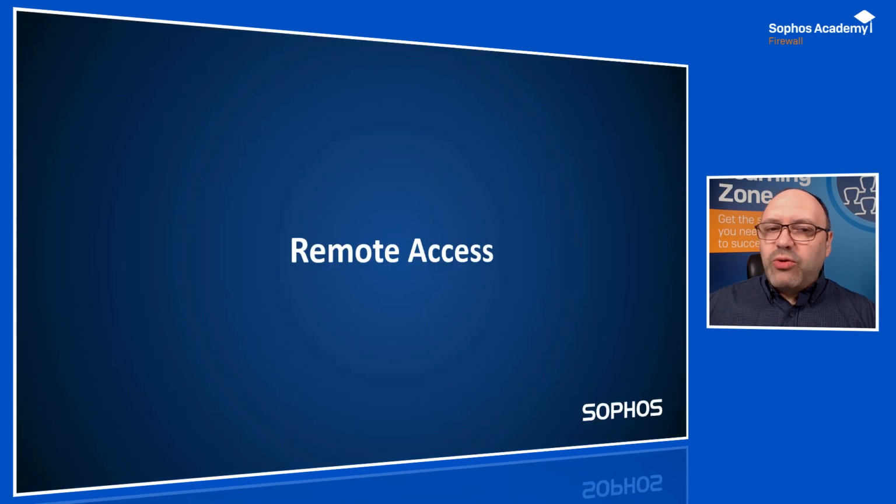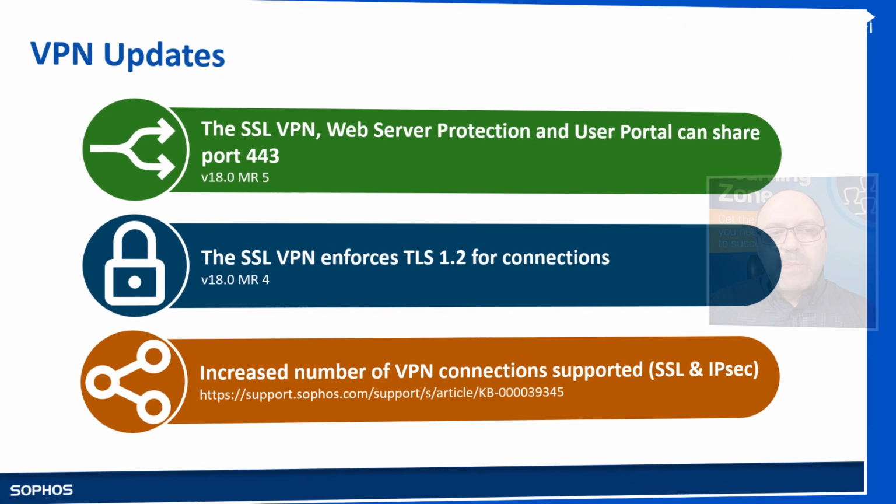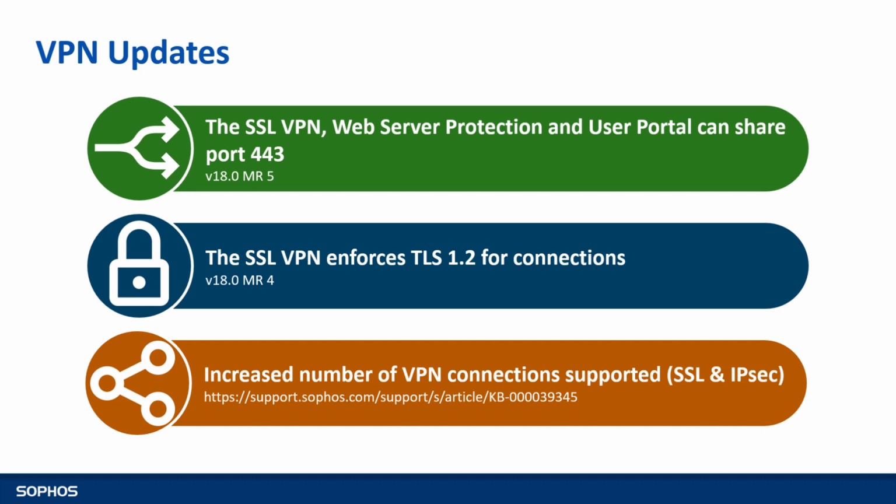So let's start with remote access and some of the new features that can make deploying and managing VPNs faster, easier, and more efficient. There have been a few improvements to SSL VPNs on Sophos Firewall since version 18.0 was released. We are going to highlight some of the most important features. For starters, Sophos Firewall now supports global sharing of port 443 between the SSL VPN, the Web Server Protection module, and the user portal.